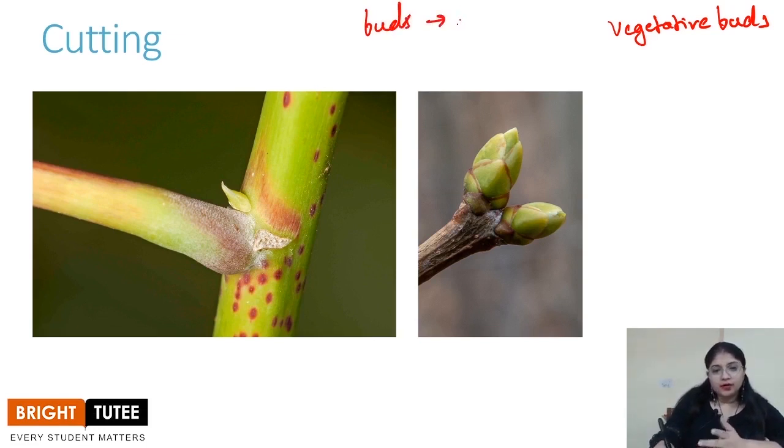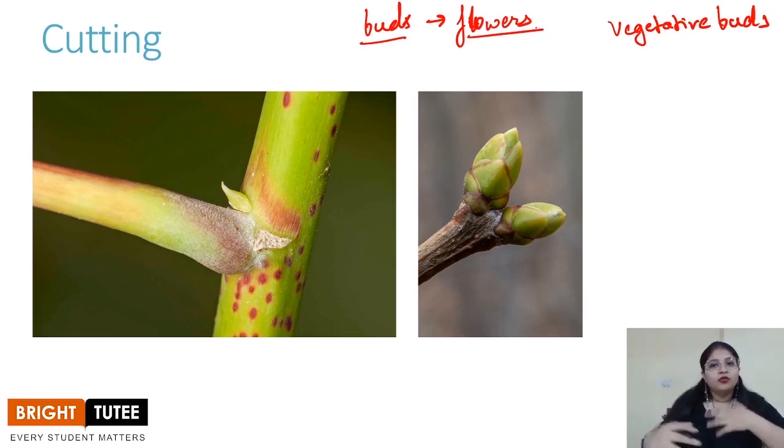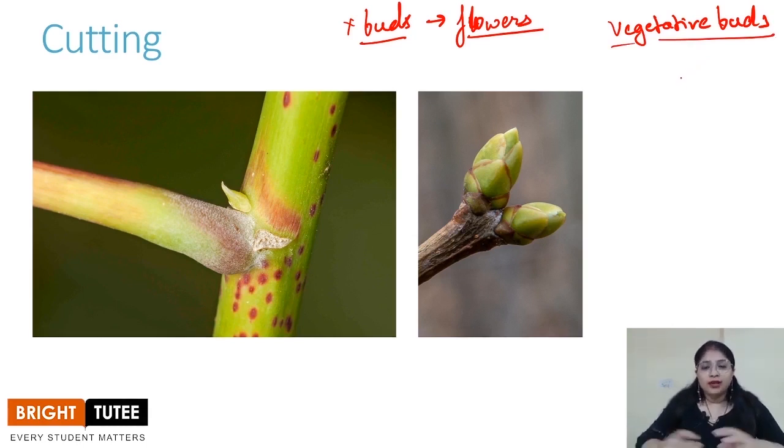These are very common buds and we are easily able to observe them, right? So these buds are forming into flowers. These are not the ones which we use in asexual reproduction. These vegetative buds are the ones which will help in the propagation or increasing of the stem and leaves, right? It helps in the formation of leaves.